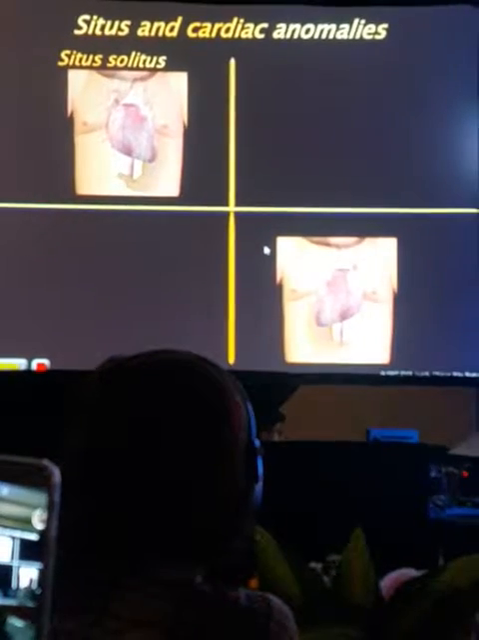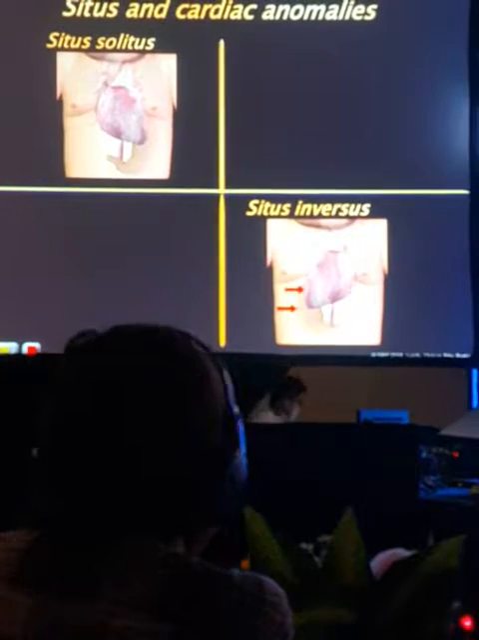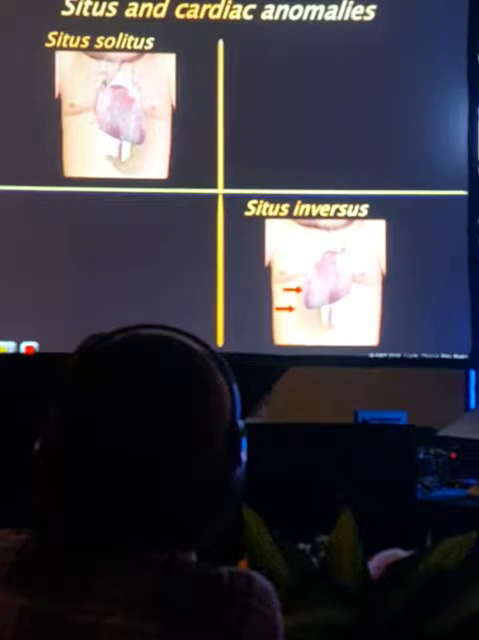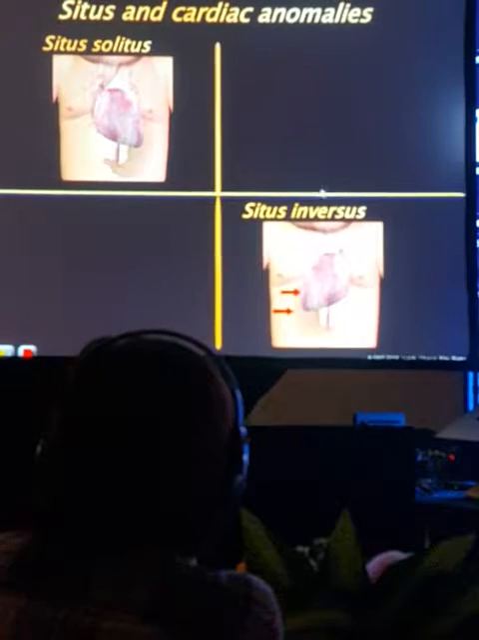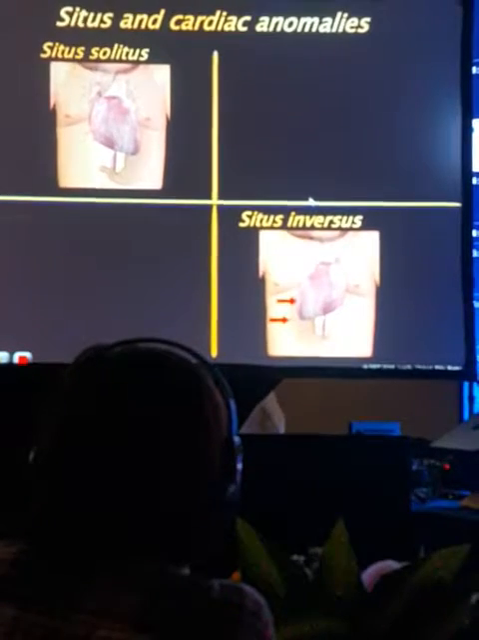One in every 10,000 babies, you will have a baby in which the apex of the heart is on the right side and the stomach is also on the right side. This is called situs inversus. This baby is a mirror image of a normal fetus.